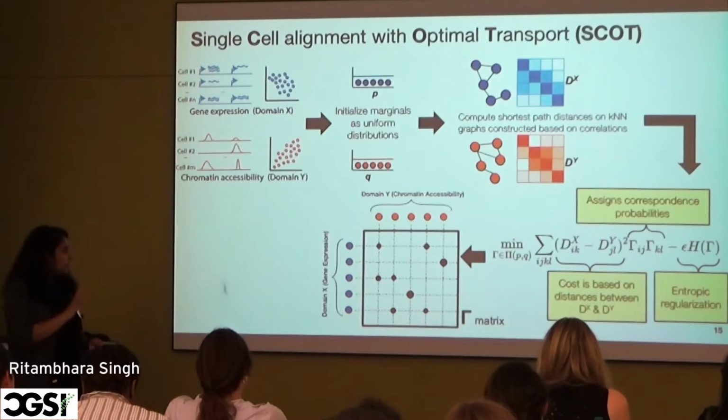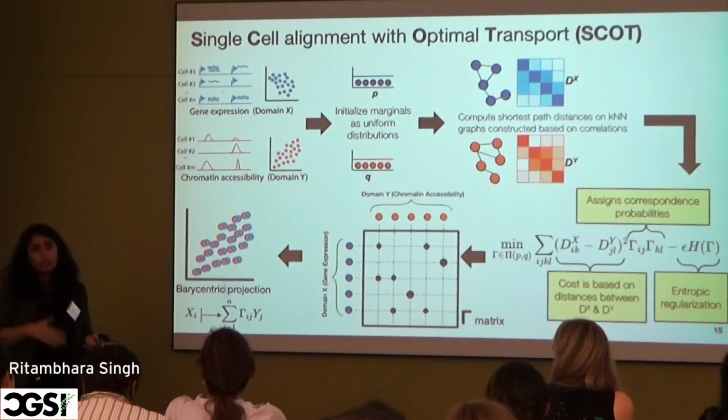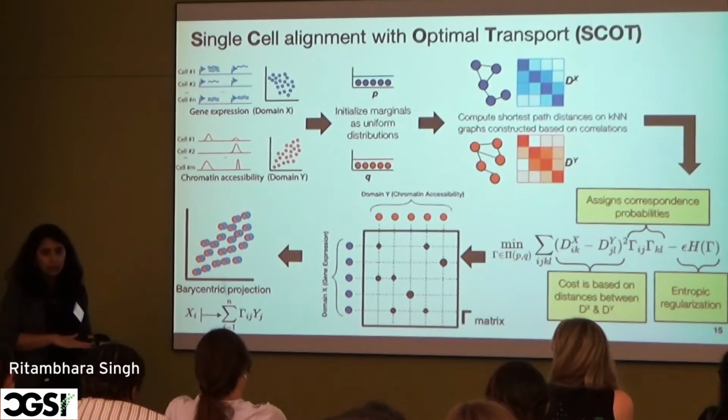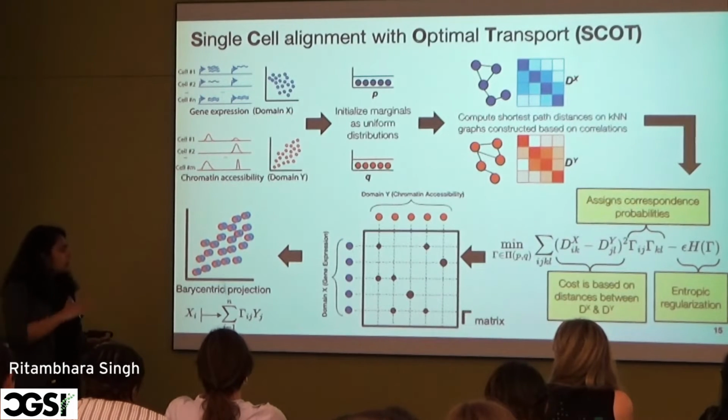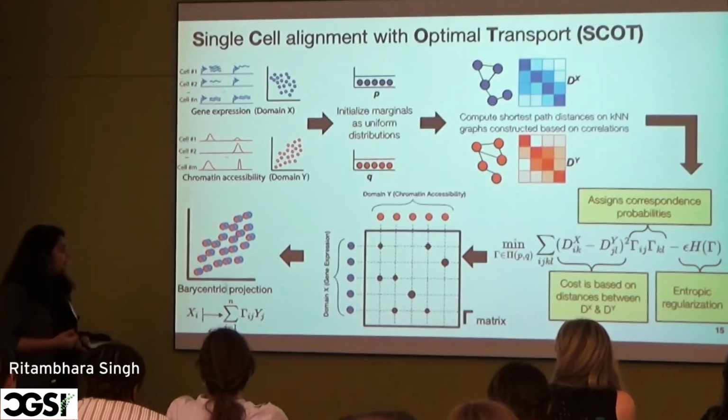So, once we have optimized this and gotten our coupling matrix, we can use something called barycentric projection to project one data set onto the other by weighing all the samples using the coupling matrix. We can also use this coupling matrix to project the two data sets in some latent space for better visualization if need be.